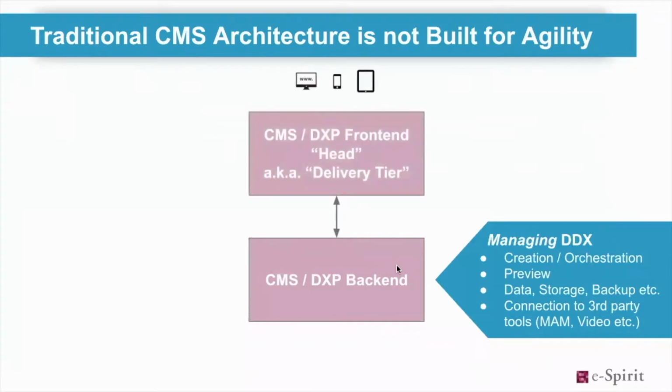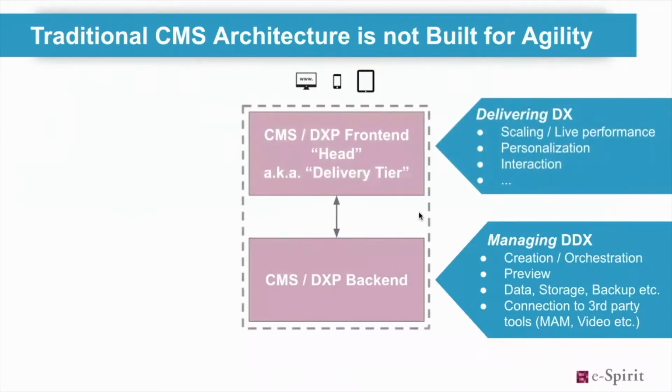The second component is the front end. It's also called head or delivery tier. Both of these components typically come from the same vendor, so you see that these are in this dotted box. They are decoupled in that they live physically on different servers, but they are essentially the same product. The front end that delivers the digital experiences to the end user is baked in. It's intertwined with the back end, and it's really hard to make changes in one of these components without having to change the others.